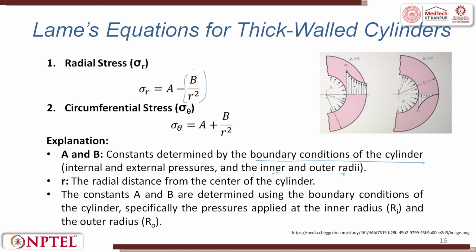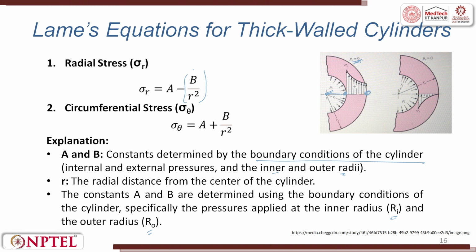and the outer radius. So, here if you see, we have clearly written it, right. So, these are the pressures which are acting, these are the radius, these are the pressures. So, P1, P0, and this is how the stress gets distributed within the material. r is the radius from the center of the cylinder. The constants A and B are determined by using boundary conditions of the cylinder, specifically the pressures applied at the inner radius Ri and the outer radius R. So, inner radius is this, outer radius is this.